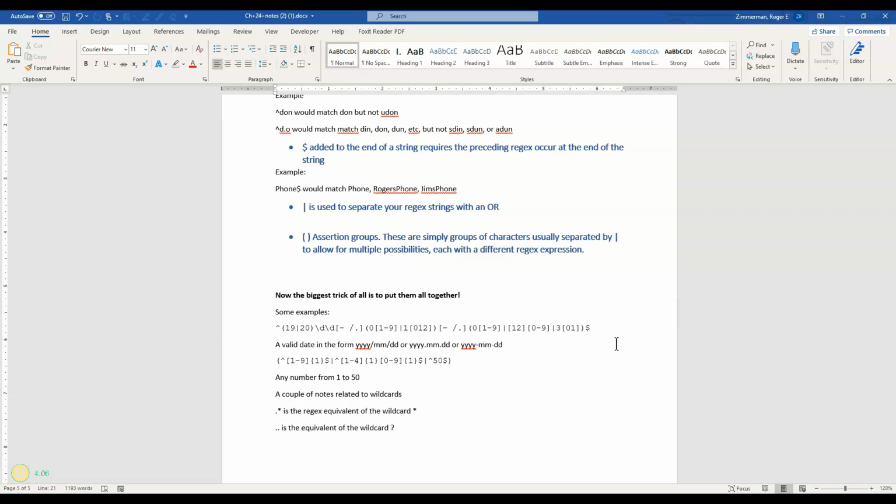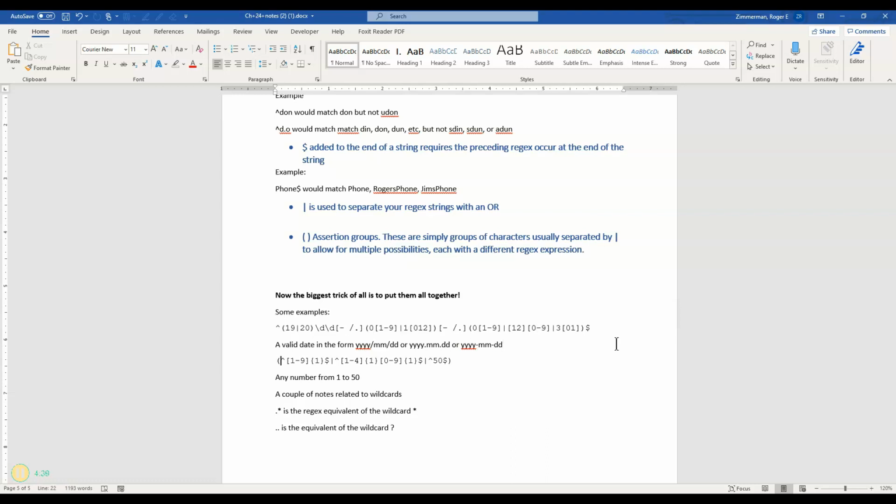And then finally we have the $ sign, and the $ sign represents the end of the string, so that what precedes it has to be at the end of that string. So it's not uncommon, by the way, to see an ending with a $ sign and a beginning with a caret, beginning and ending of the string. So there is a valid date, and I've pointed out a couple of possible problems we have with that.